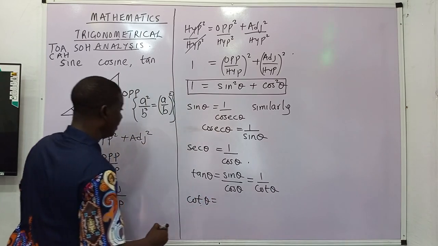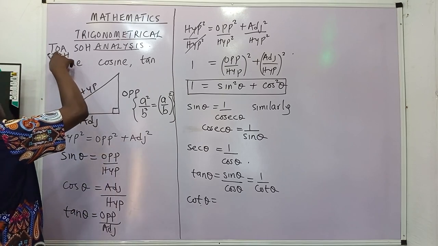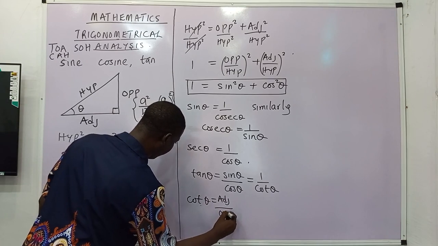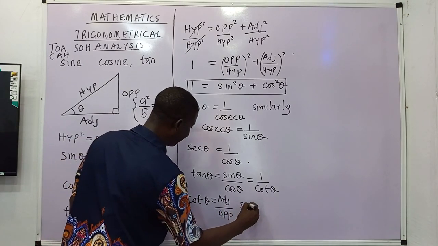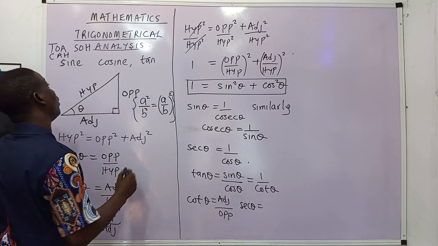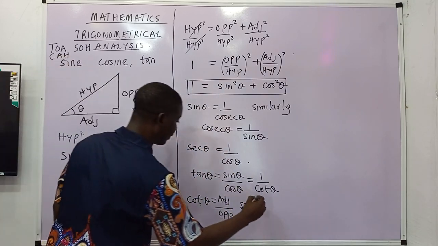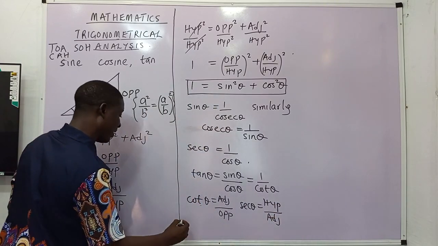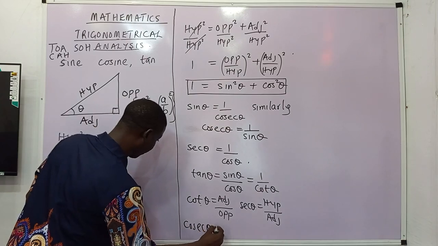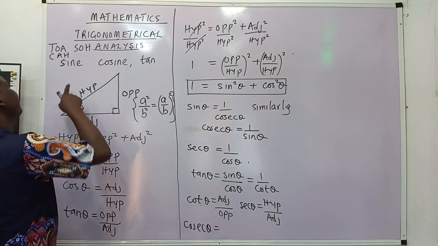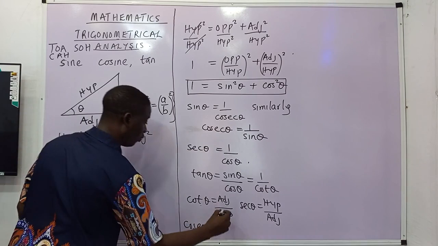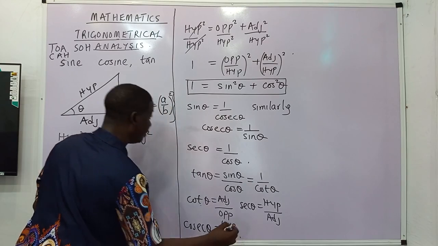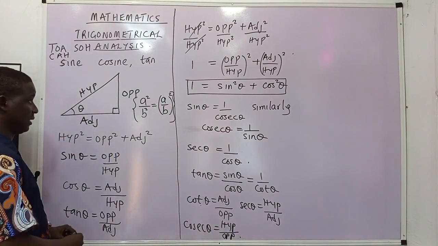That is to say that cot theta is, instead of TOA, opposite over adjacent, we now have adjacent over opposite. Sec theta is inverse of cos theta, which is hypotenuse over adjacent. While cosec theta is equal to the inverse of sine, which is hypotenuse over opposite. So that is what we have for that.